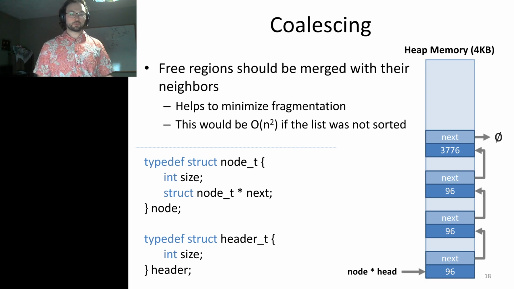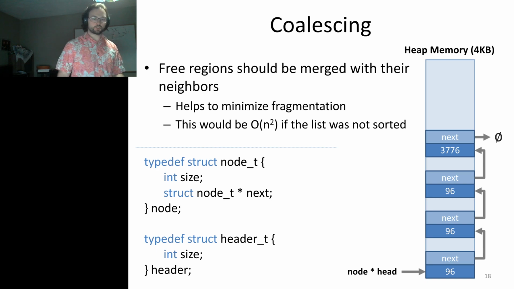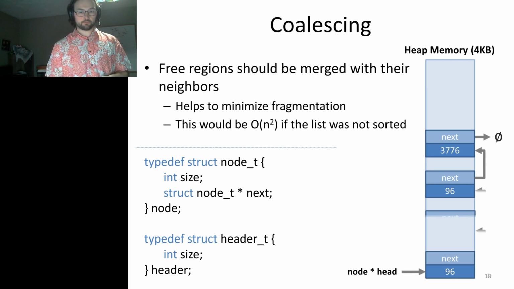And if the list wasn't sorted, the slides say this would be n squared. I'm not convinced that's actually true. I think we can do it in linear time. But if the list was completely not sorted and after the fact we tried to coalesce, then yes, n squared is what that would cost.